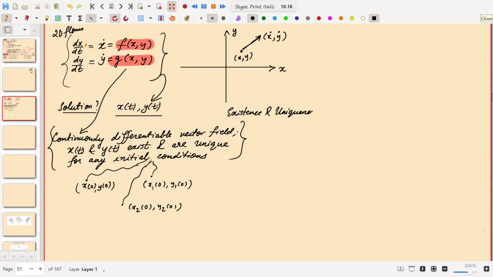Those who have taken math in class 11th should already know about this, right? The existence and uniqueness theorem: if f of x comma y and g of x comma y are continuously differentiable, then no matter whichever initial condition you start with, the solution will be unique. What does it mean for the solution to be unique? Their fate will be the same. If they start from whichever initial condition, the long-term behavior will be the same.